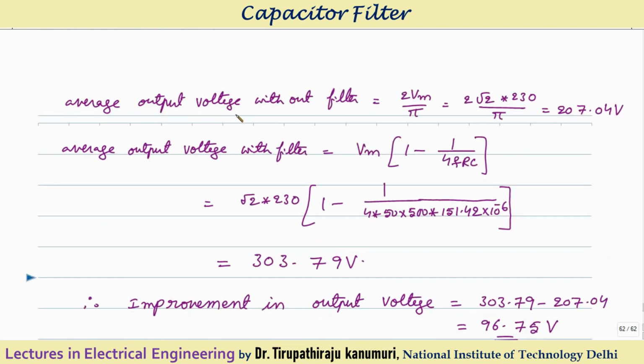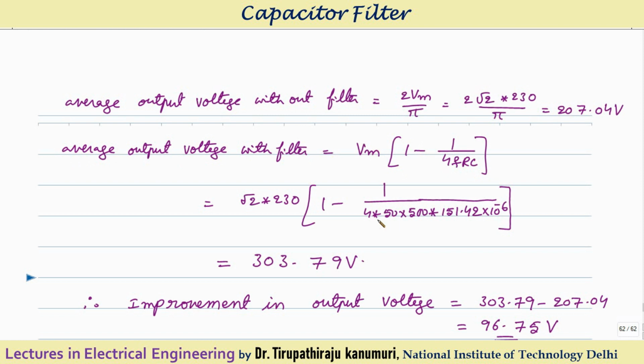The average output voltage without filter we know is equal to 2V maximum by pi. So this is 2 root 2 into 230 by pi. It is 207.04. Now connecting this filter, what is the improvement? Because it suppresses the AC component in the output, automatically the average output will be improved. How much will be the average output voltage with this filter? That is equal to V maximum into 1 minus 1 by 4 FRC.